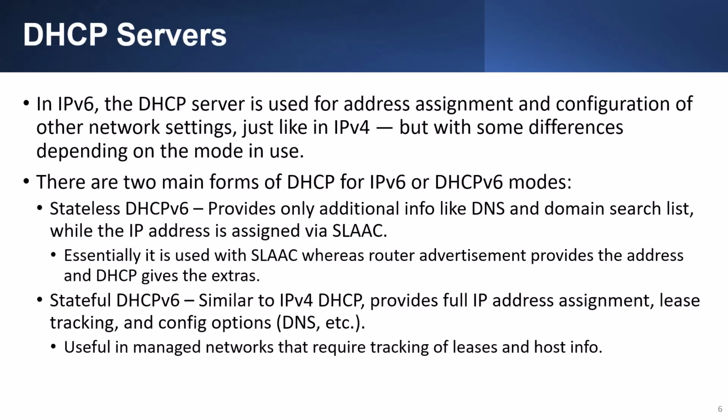In IP version 6, the DHCP server is used for address assignment and configuration of other network settings, just like in IP version 4, but with some differences depending on the mode in use. There are two main forms of DHCP for IP version 6, or DHCP version 6 modes. Stateless DHCP version 6 provides only additional information like DNS and domain search list, while the IP address is assigned via SLAAC. Essentially, router advertisement provides the address and DHCP gives it the extras.